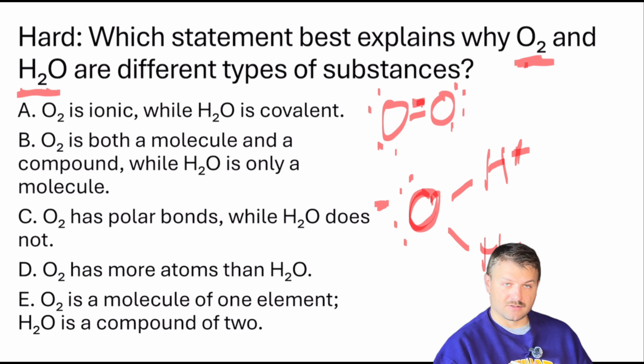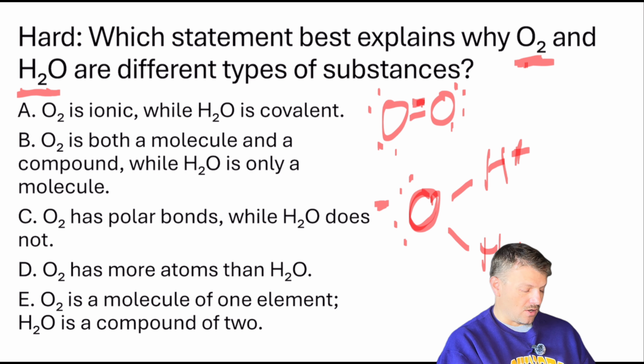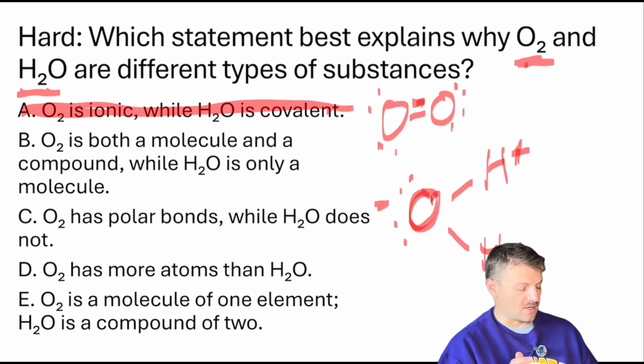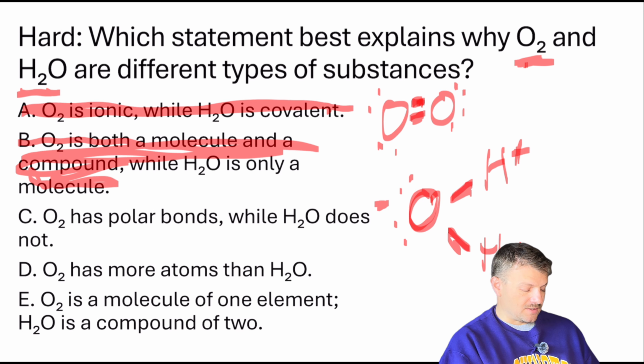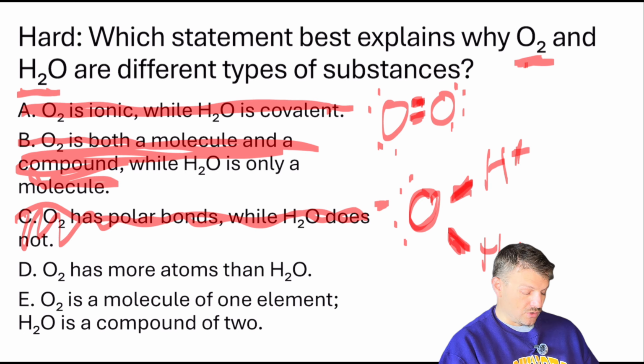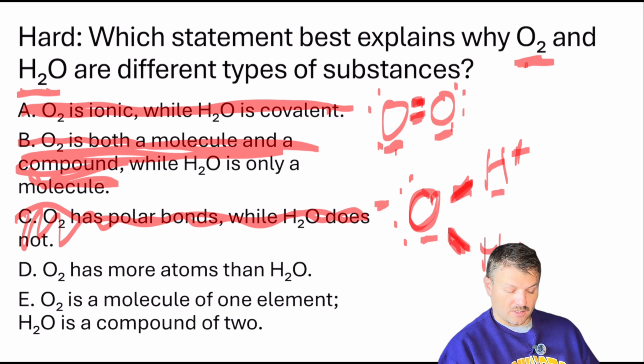But let's go through our answers to see if we can figure this out. A, O2 is ionic. We can automatically stop there because we know it's not ionic. This one is out. B, O2 is both a molecule and a compound. Again, we can stop there. We know that O2 is only a molecule, so this is wrong. C, O2 has polar bonds while H2O does not. We know that these are polar bonds. We just talked about it, so C is out. D, O2 has more atoms than H2O. That's actually wrong. So oxygen only has 2, while water has 3.